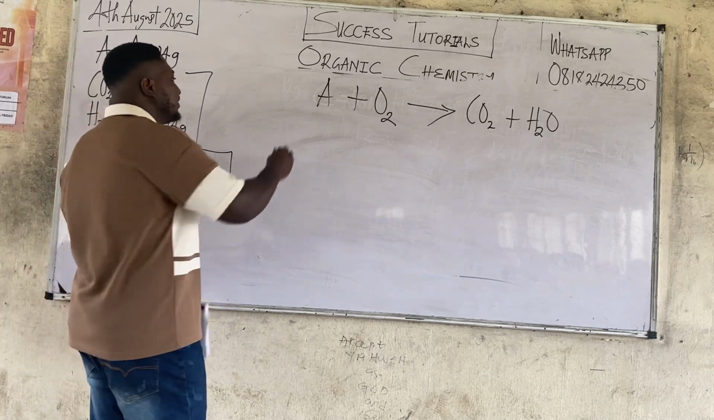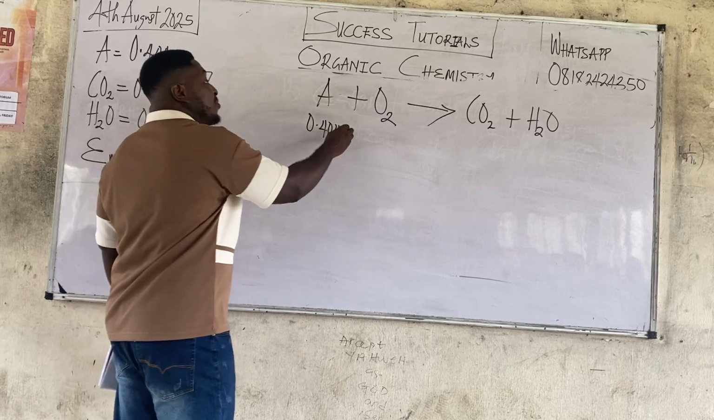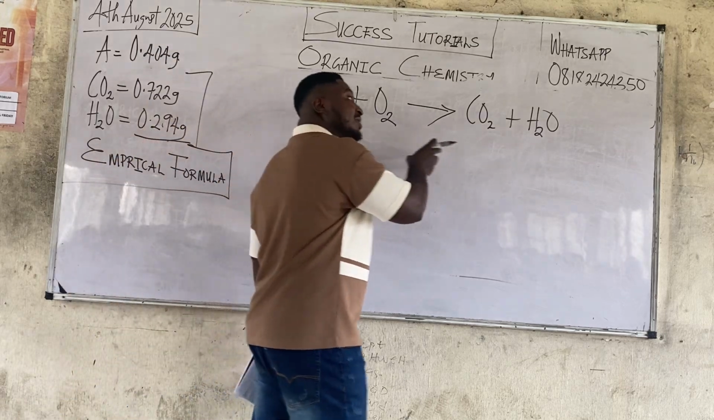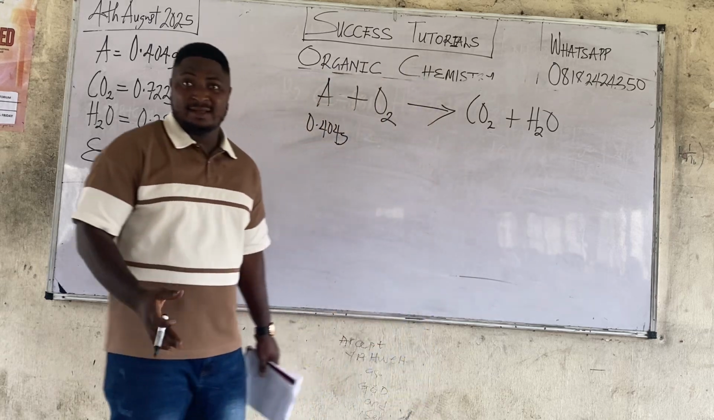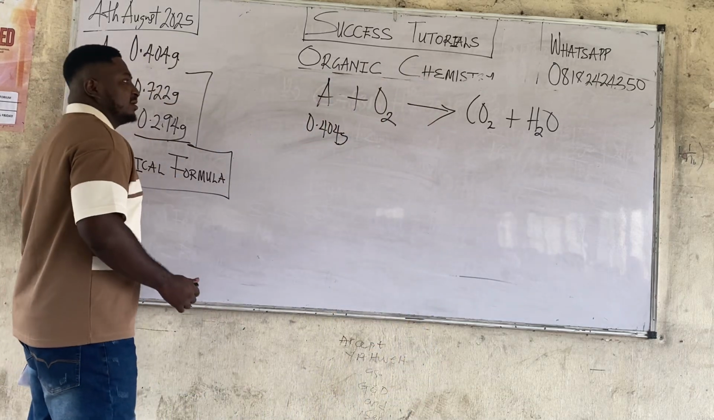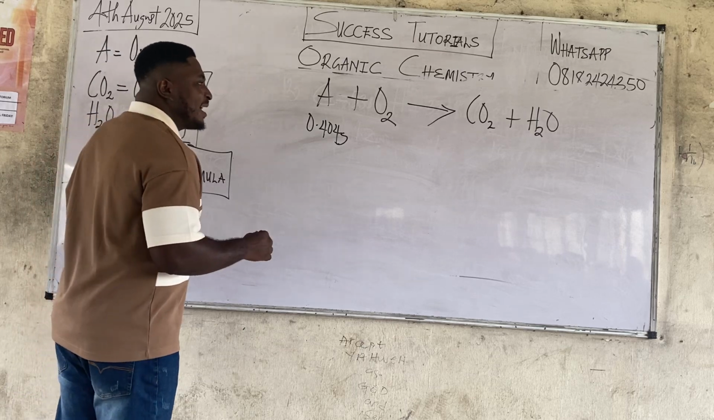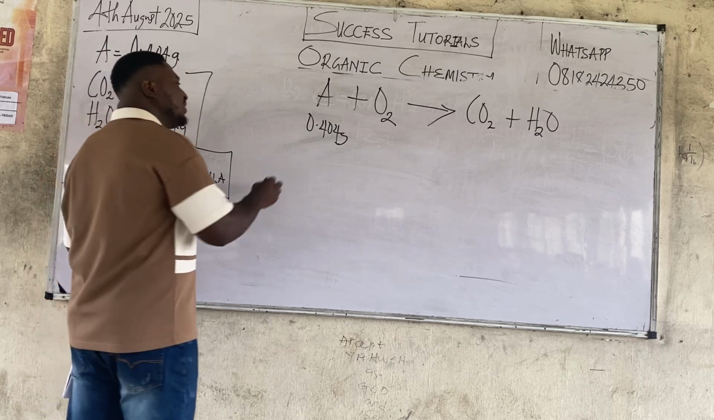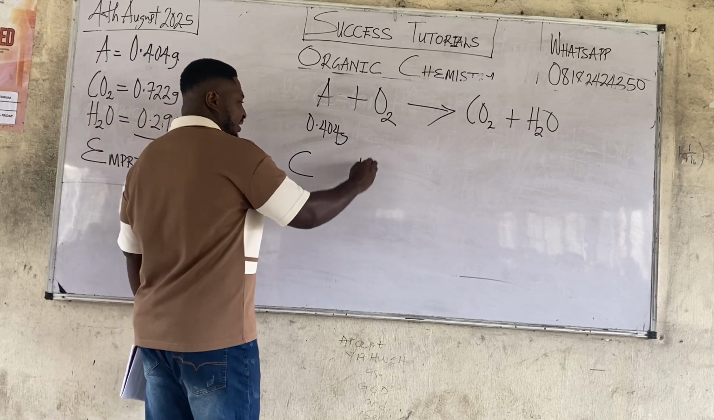So class, if this was 0.404 before the reaction, right? Once it has gone into a reaction, you cannot predict what will happen to its products. That's why the products are higher. But class, from these products, before I can get the empirical formula of the organic compound, I need to find out how many carbons are in the organic compound. How many hydrogens are in the organic compound?